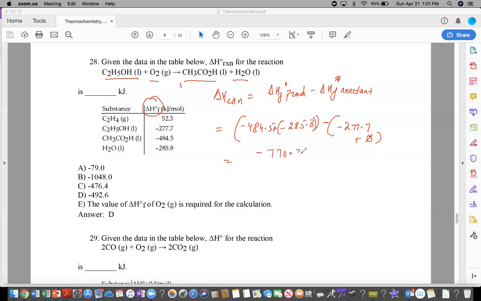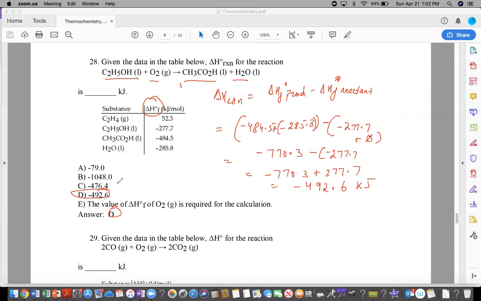Did you guys get that as the final answer? Yeah, that's what I got. And then of course this is minus become plus. And then you're gonna of course subtract these two numbers. So you get at the end negative 492.6. That should be your final answer. And that's the answer D, negative 492.6.